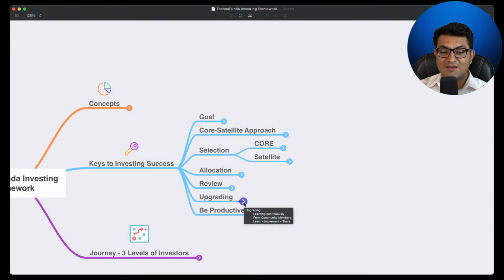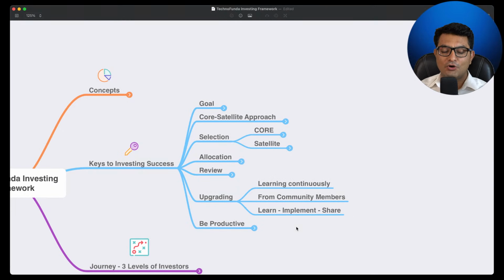Finally, it is very important to keep upgrading yourself. That is where I keep learning continuously from my community members. I learn from a lot of books. I learn from a lot of other investors. I network with them. I am also a lifelong learner. Although I'm teaching you, it is also my way of learning, because when I teach, I learn even better, and I can retain my information in a much better way. So that is also a process of learning when I'm sharing with others.